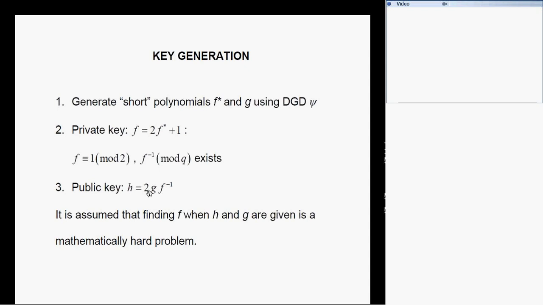I want to comment on the terminology a little bit, at least give a little bit of intuition. You see here that the private key and this other polynomial g, you can think of it as some kind of random noise or something like that.